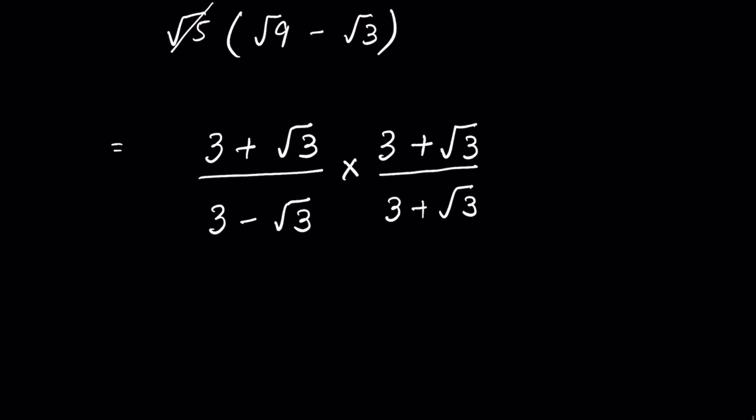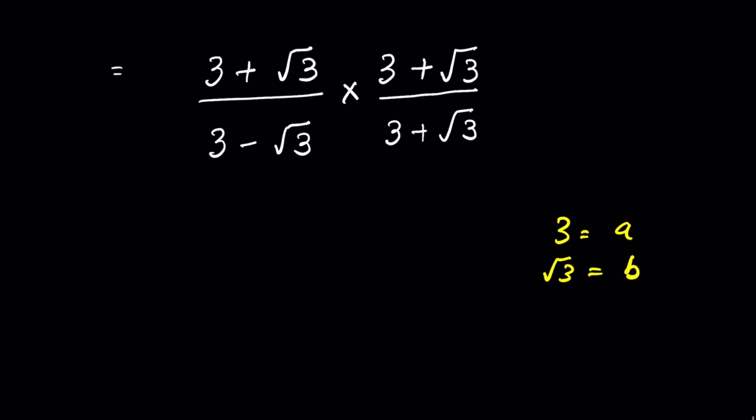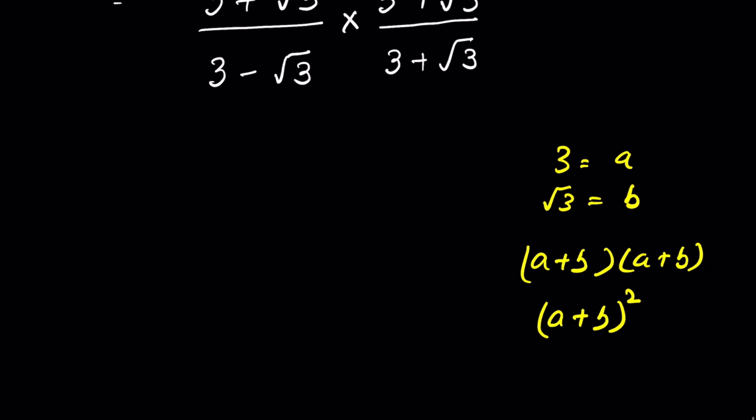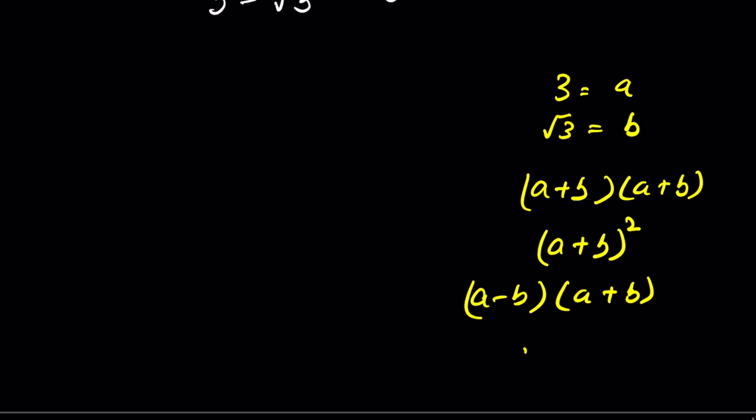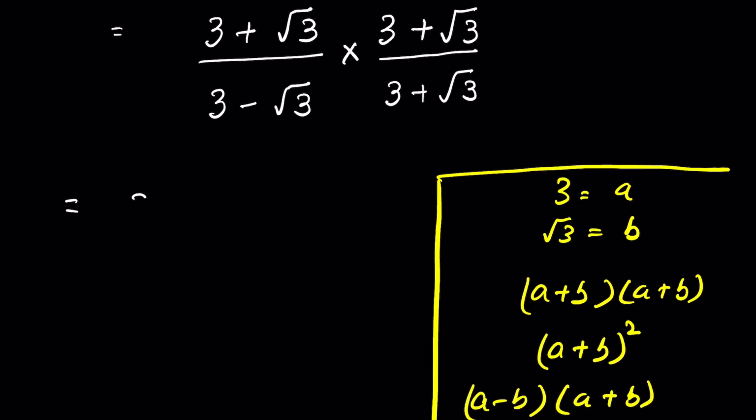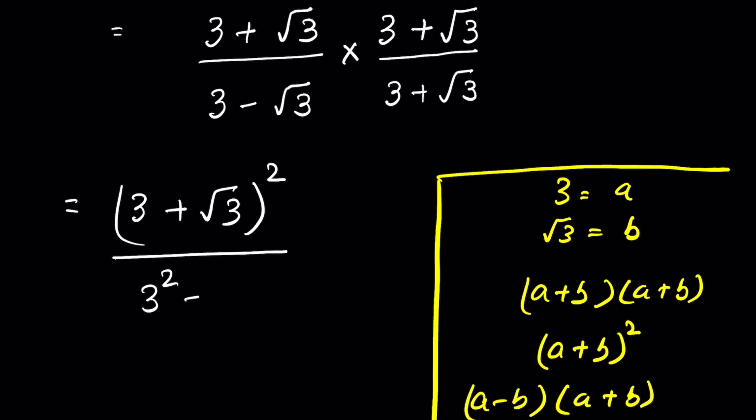Now if you consider 3 as a and square root of 3 as b, then the numerator is in the form of a plus b times a plus b, or we can write it as a plus b whole square, and in the denominator it is in the form of a minus b times a plus b. So it is in the form of difference of squares. This we can write as a square minus b square. So we write it as 3 plus square root of 3 whole square upon 3 square minus square root of 3 square.